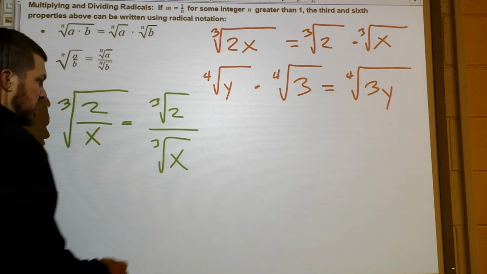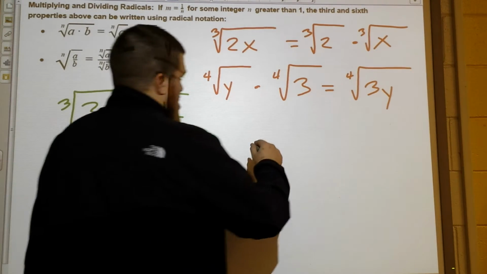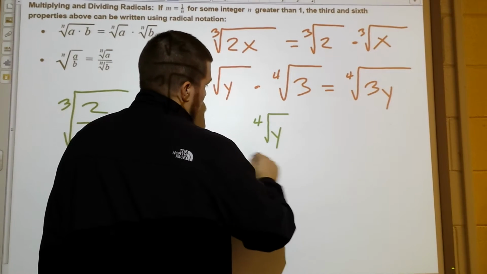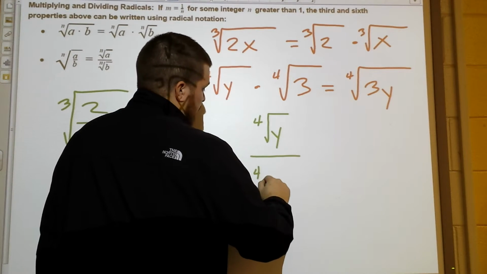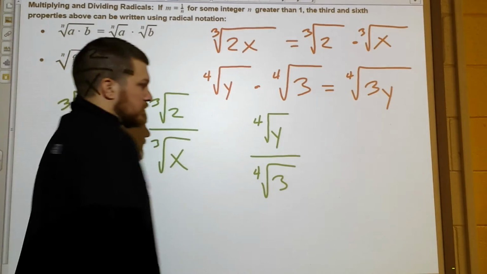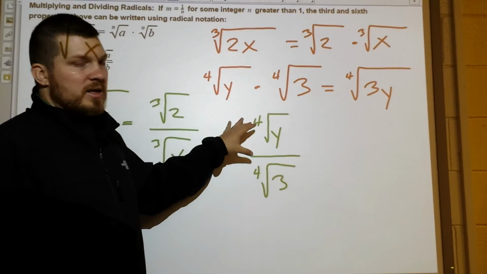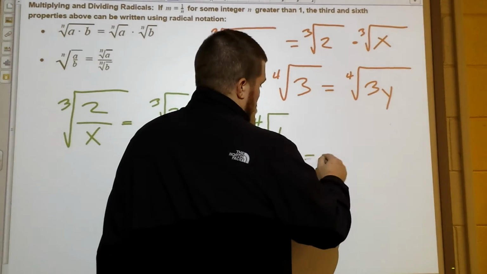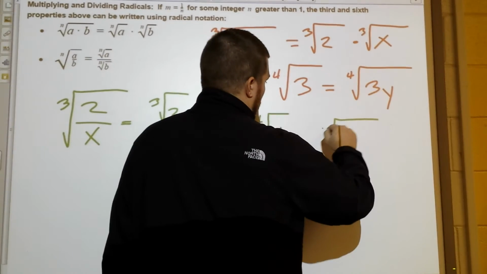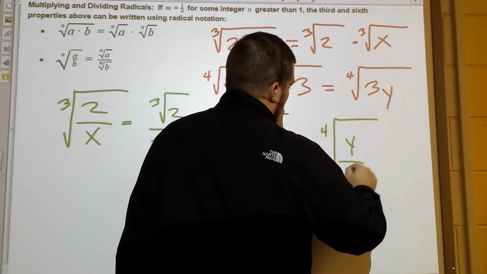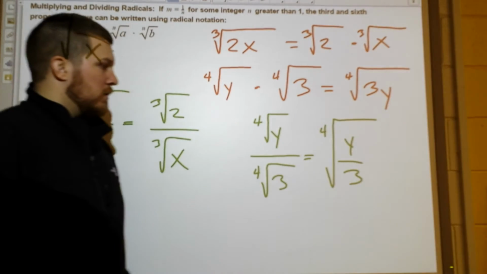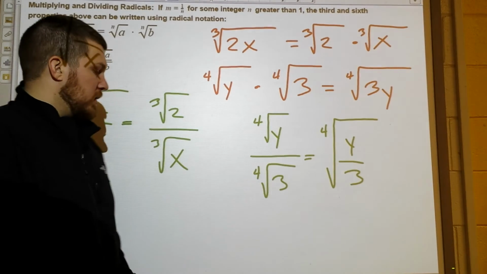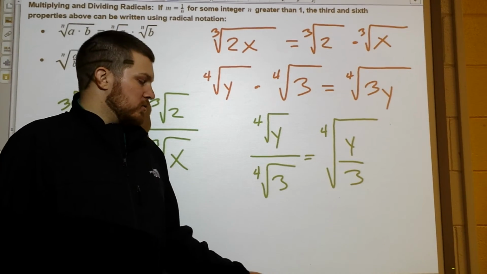So let me make up another example that goes backwards. Suppose I have the fourth root of y divided by the fourth root of 3. For this to work, my index must be the same, which it is in this example. And all I'm going to do is just rewrite this using one and only root. So I have y over 3, so it's the fourth root of y over 3. Okay? So again, the index must match for these 2 roots to work.